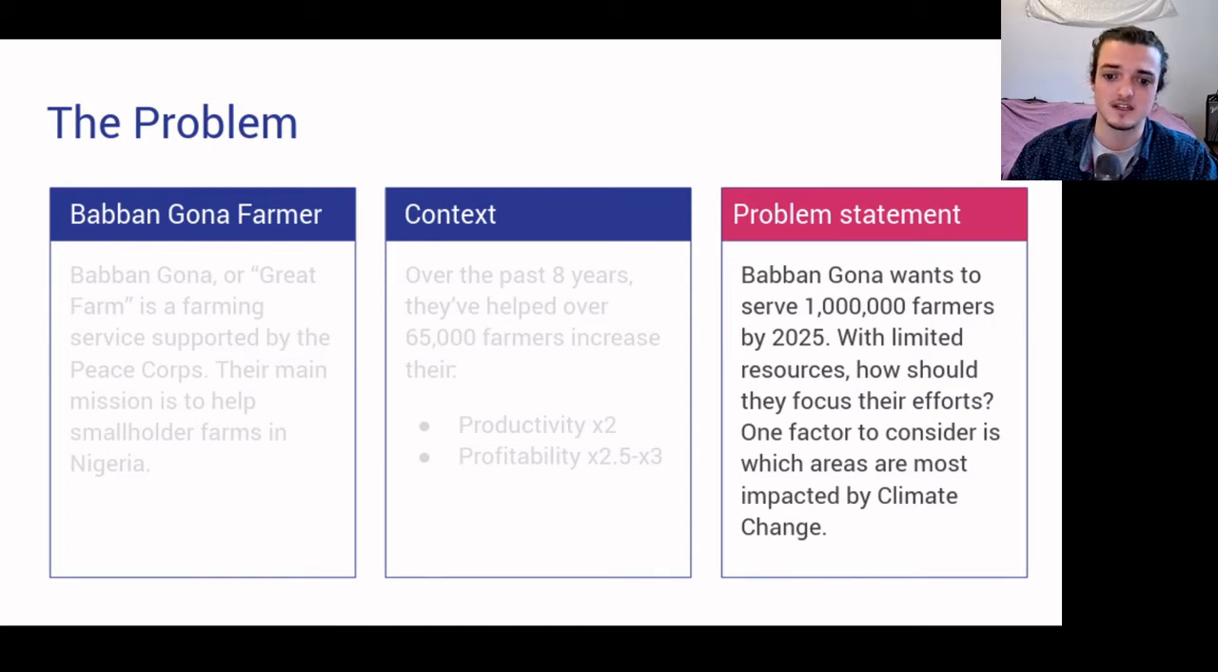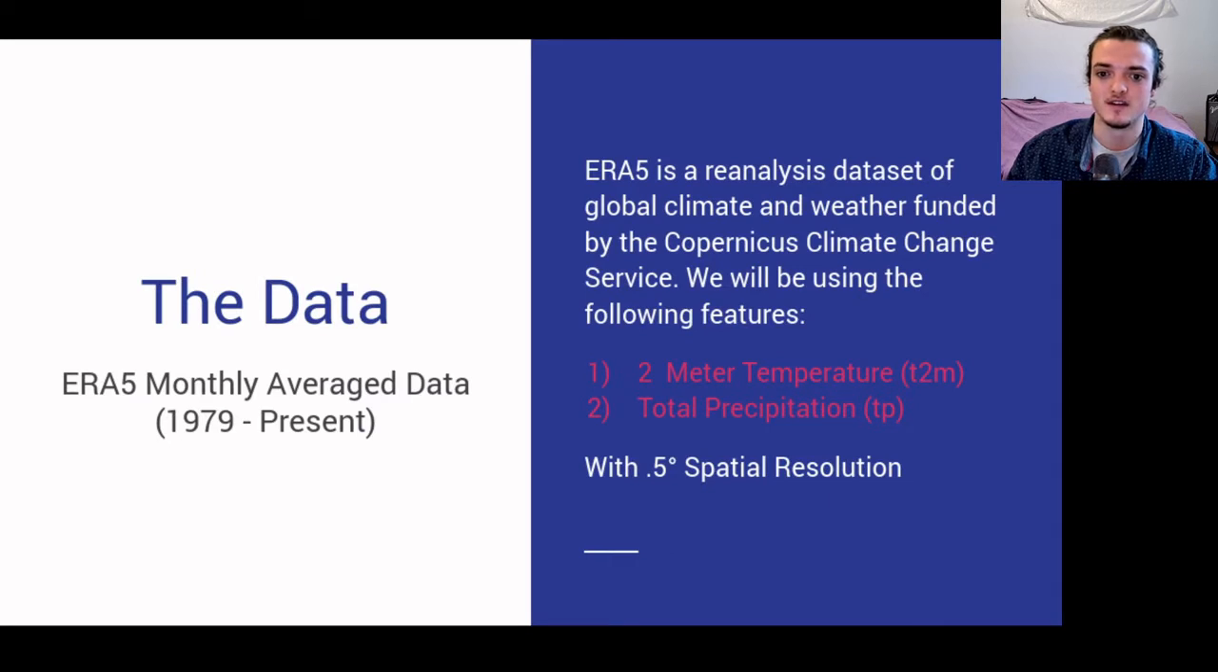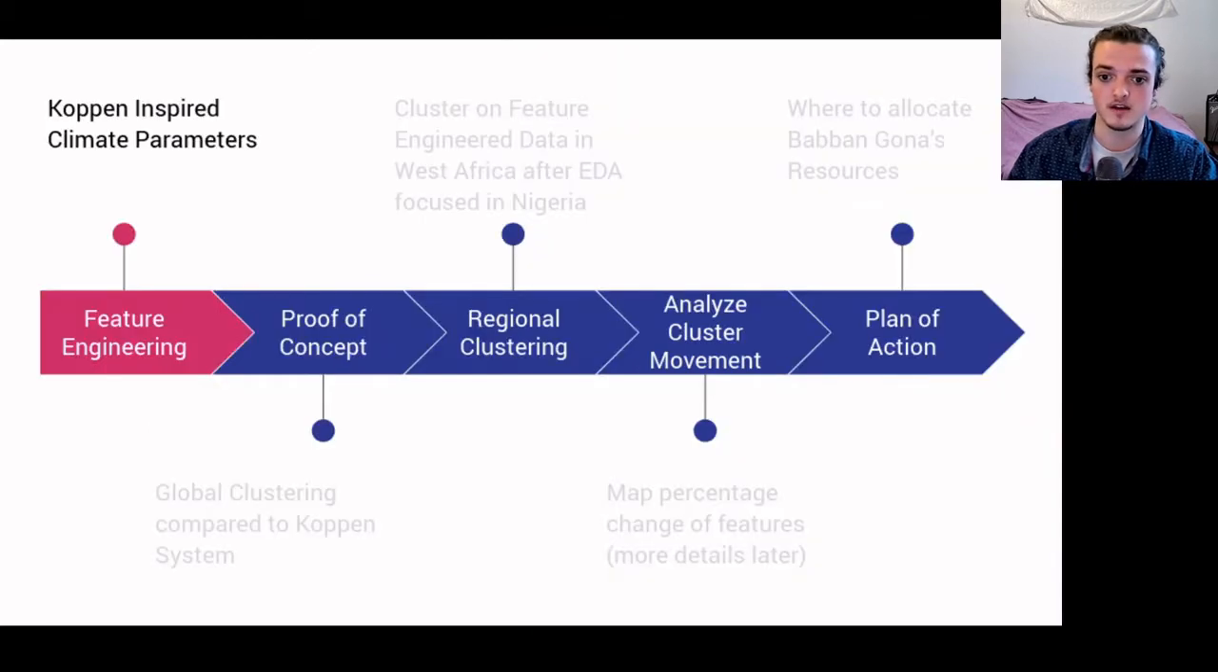One factor that we need to consider is which areas are most impacted by climate change. For this project, I used the ERA5 monthly average data set from 1979 to present, at a 0.5 degree spatial resolution, so I could look at regional climate change. And I used the 2-meter temperature and total precipitation values respectively.